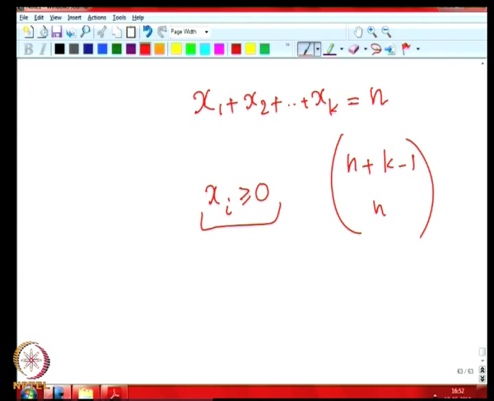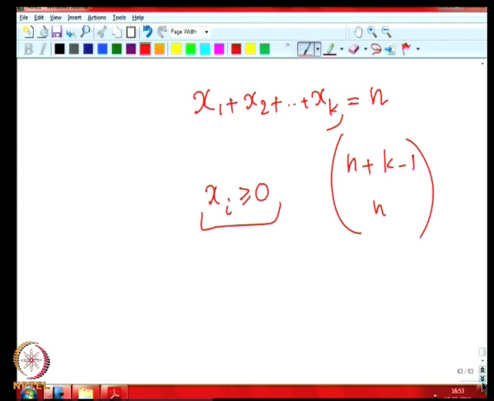So if 0 was allowed, then we could have used it, but then we still have a trouble. How many terms should be there? How many k should be there? That also we have to figure out, right? Therefore we cannot directly apply the previous result. So what we will do is see all possible k's.